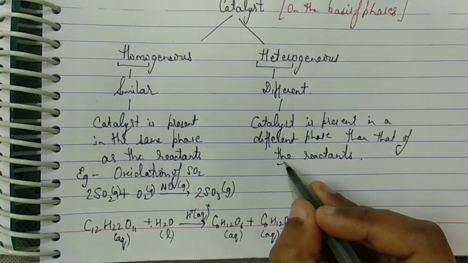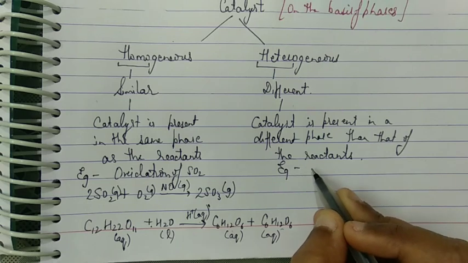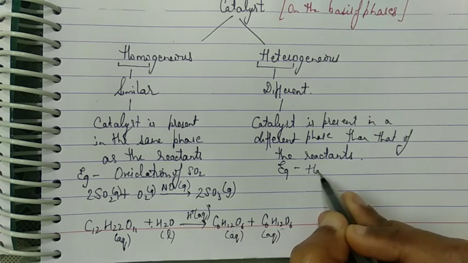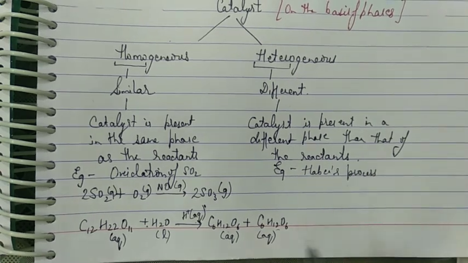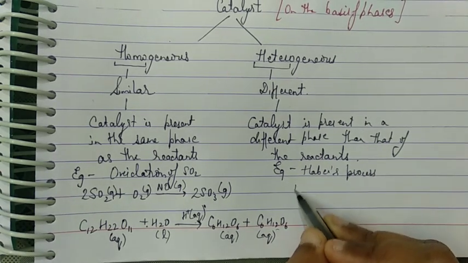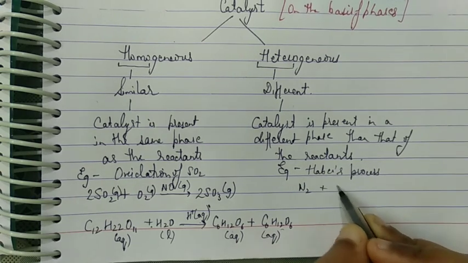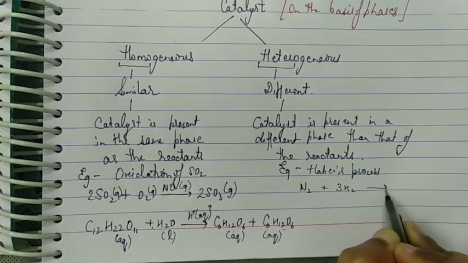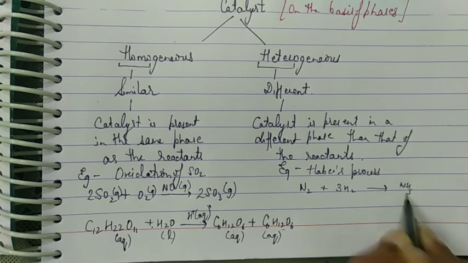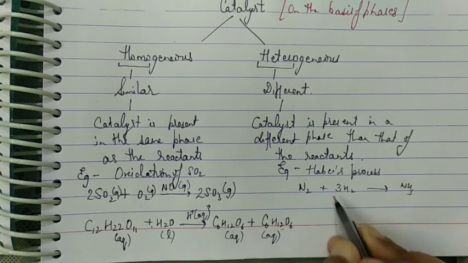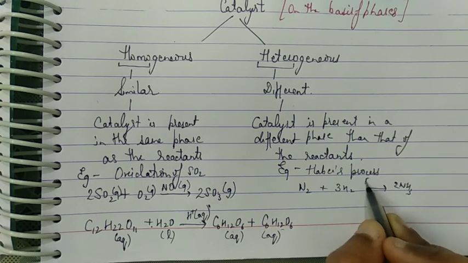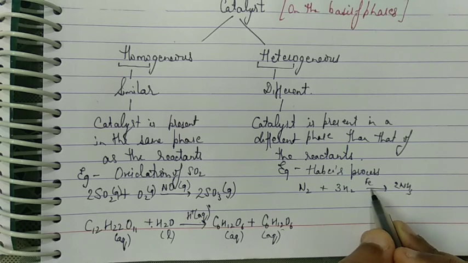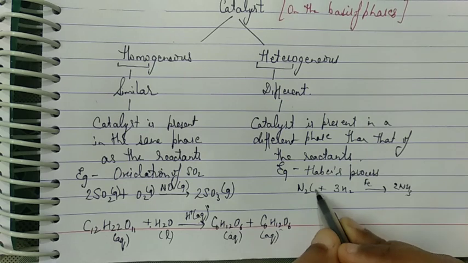If we take an example, the most common example is your Haber's process, that is for the manufacturing of ammonia. Let us write down the reaction. N2 plus 3H2 will give you NH3. Let us balance the reaction: 2NH3 here. Here the catalyst which we are going to take is Fe, that is iron. In this case, the reactants are present in gaseous state.